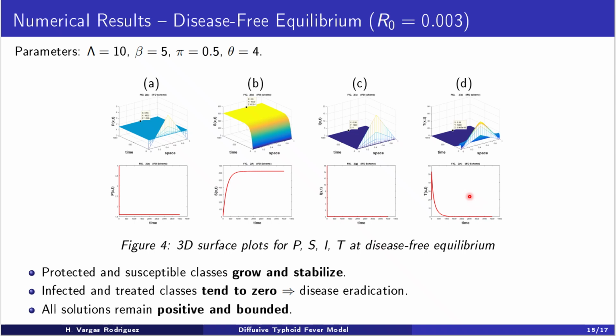The contrast between this figure and the previous one powerfully illustrates the role of R0 as a threshold. Above 1, the disease persists. Below 1, it vanishes. These numerical results are in complete agreement with all our analytical findings.